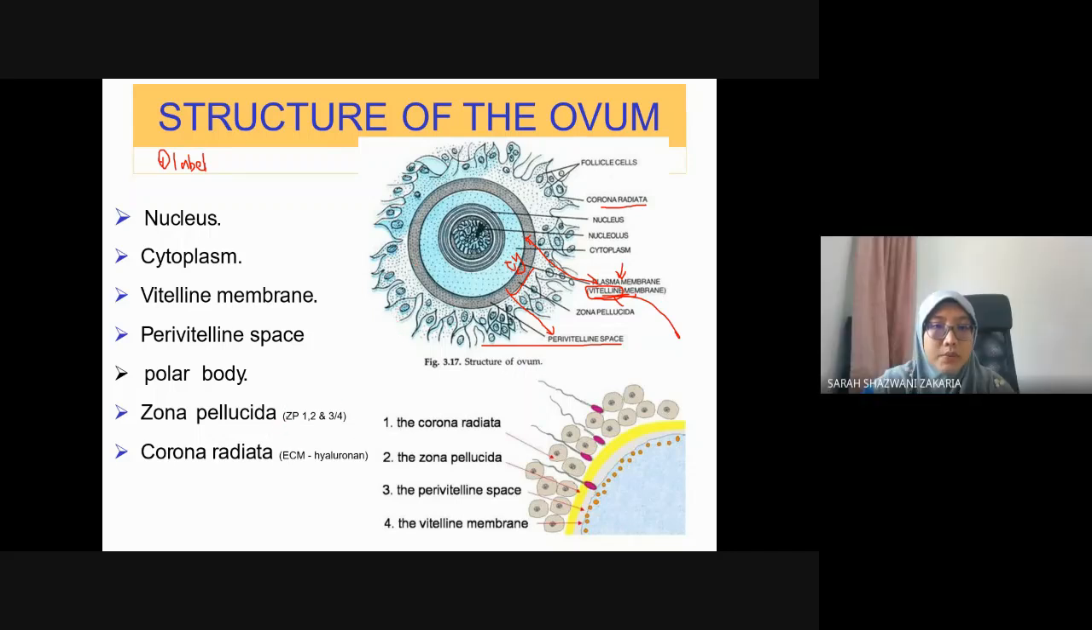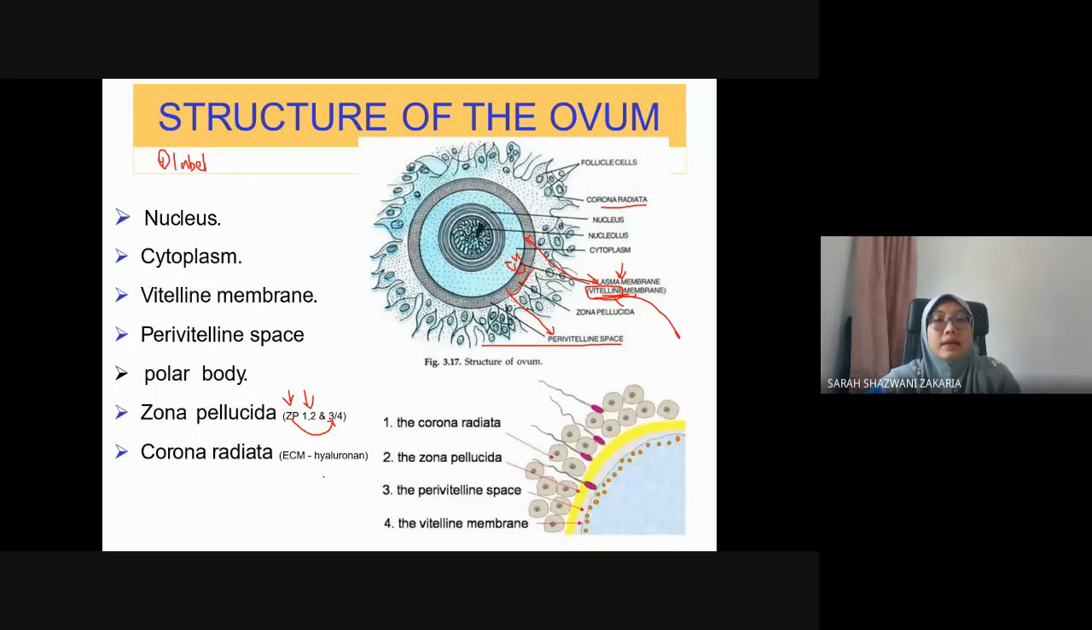I put it in a bracket here, ZP1, 2, and 3 or 4. This is the term for the receptor for sperm binding. The sperm will bind to ZP1 or 2 or 3 or 4. In human, if I'm not mistaken, we call it ZP3. So this is the receptor for the sperm to bind.